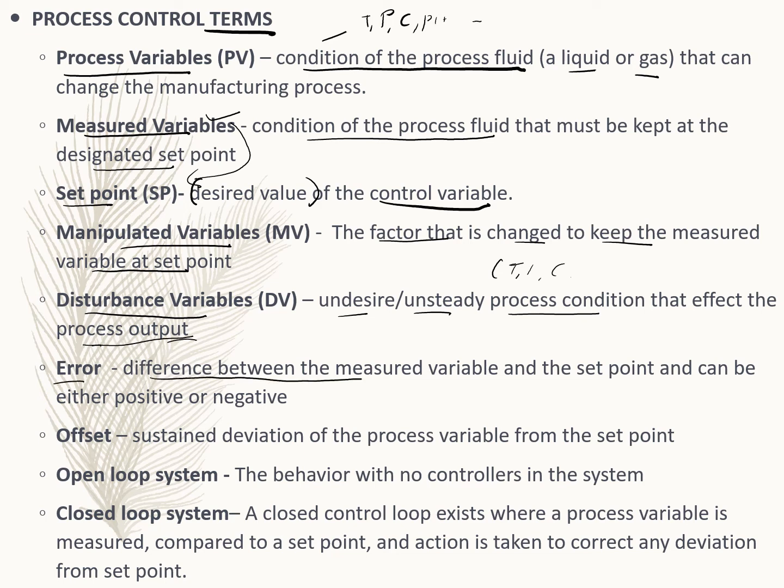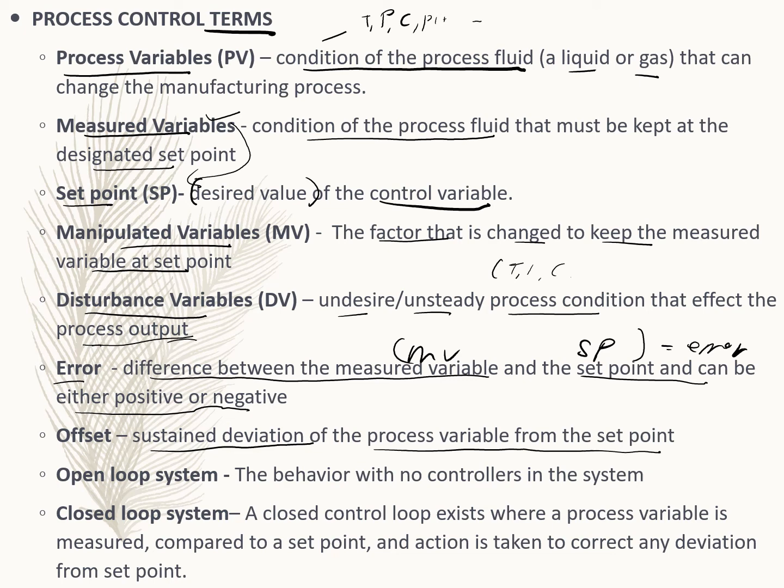Next is error. Error is the difference between the measured variable and the set point and can be either positive or negative. After we measure the process variable, we have to calculate the difference between this MV and SP. So MV minus SP, that is the error. Offset is a sustained deviation of the process variable from the set point.